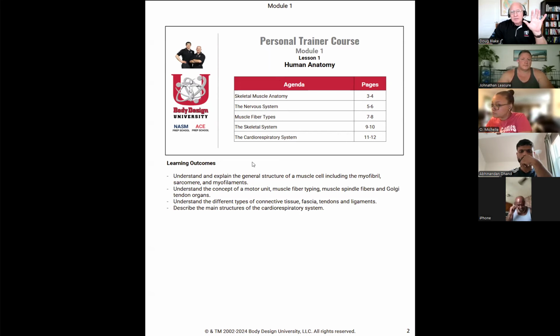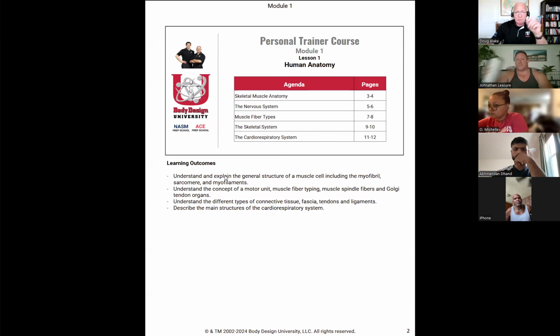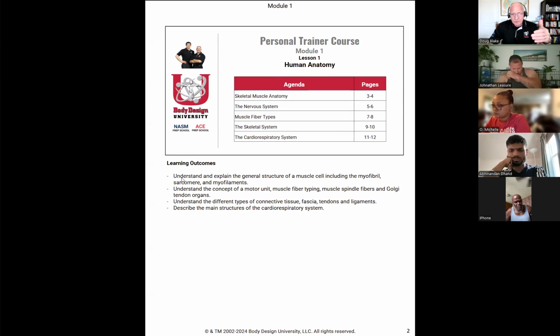Okay, now it's not a bad idea to look at the learning outcomes as well. So understanding and explaining the general structure. And by the way, this is really important when it comes to the testing, right? So when it comes to doing your quizzes, your practice exams, and then your final exam, the learning outcomes can be very helpful. That's really what you're doing. You're trying to answer these questions, if there's a question on there, or trying to explain it.